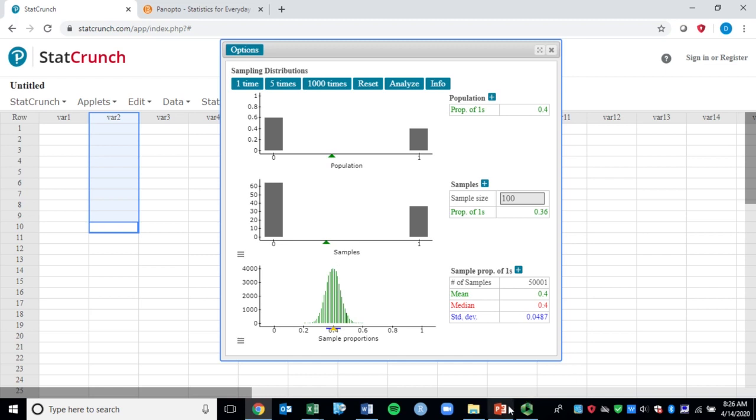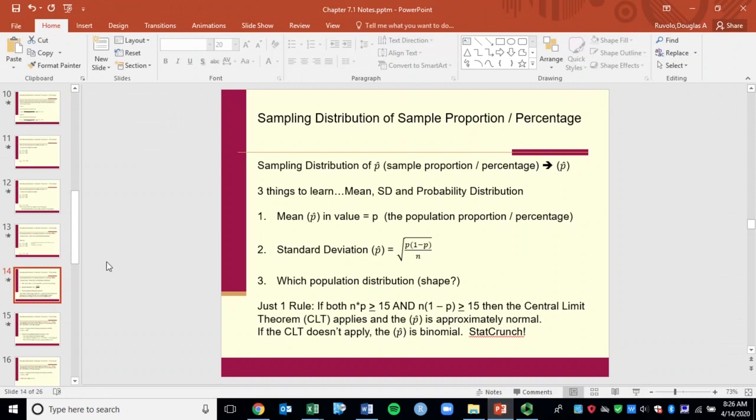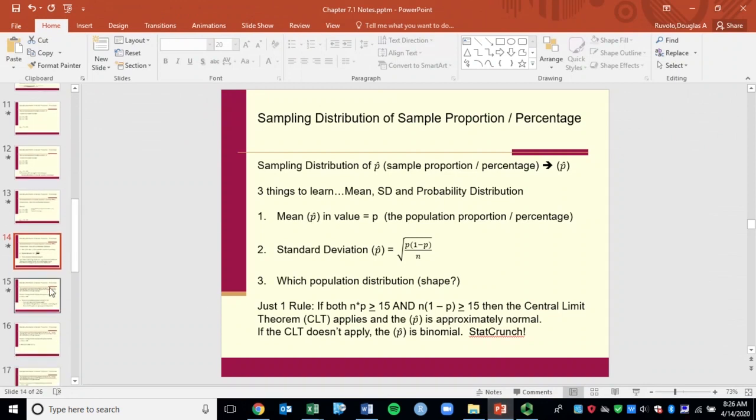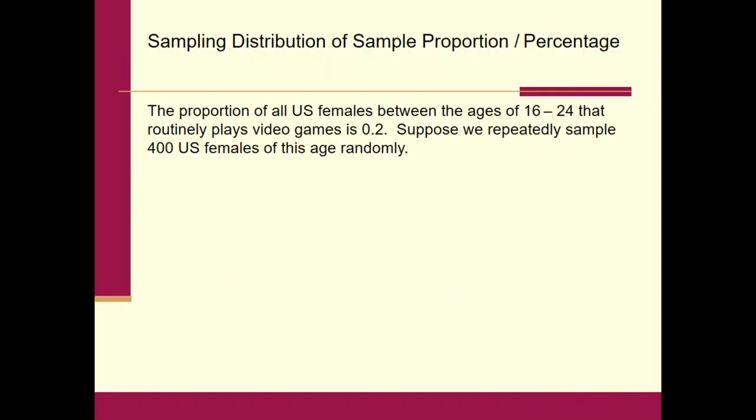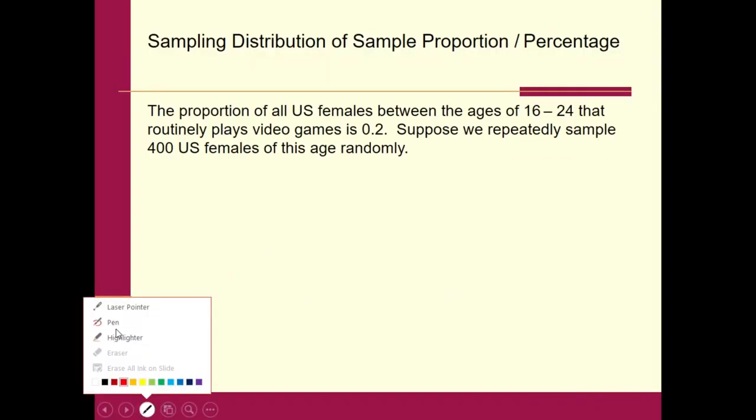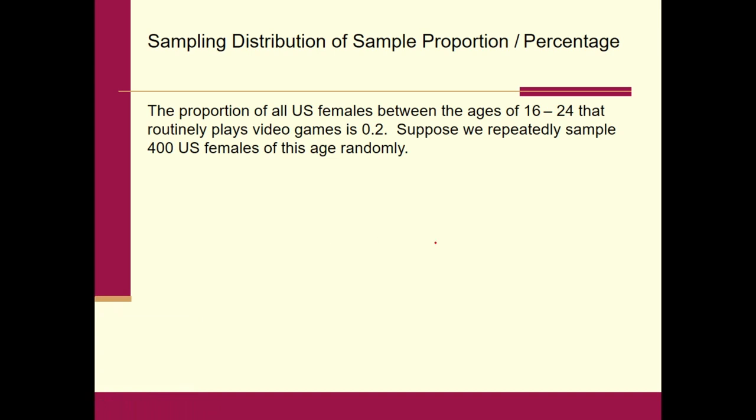Let's go back to our slides here, and let's pick it up from here. So here's a problem. The proportion of all U.S. females between the ages of 16 and 24 that routinely plays video games is 0.2. Suppose we repeatedly sample 400 U.S. males of this age randomly, and that means we're going to investigate the sampling distribution of p hat because we're doing this over and over and over again.